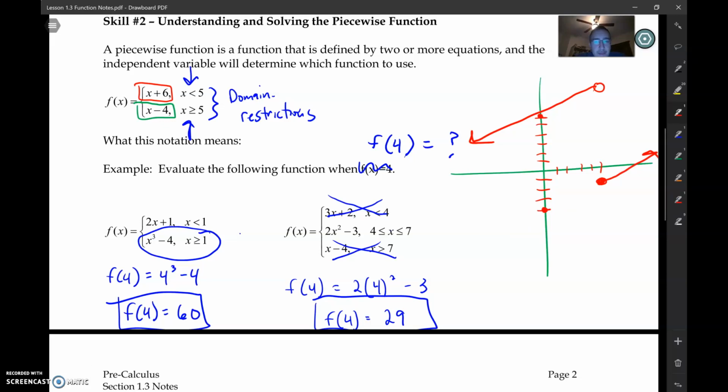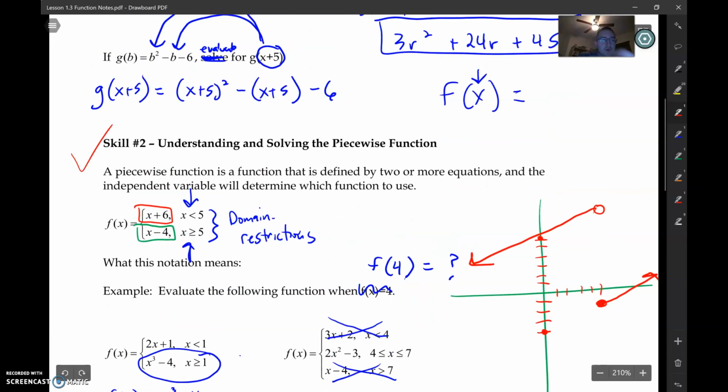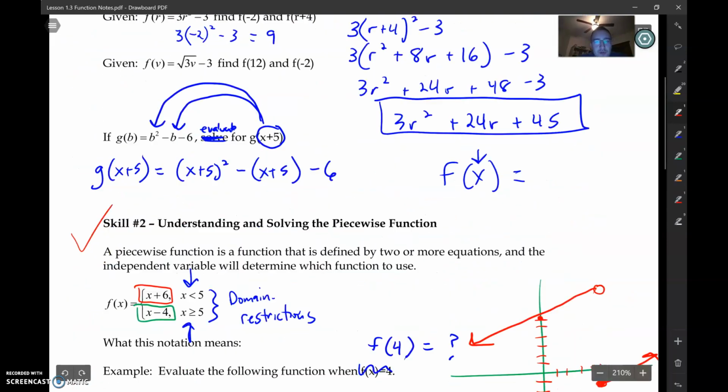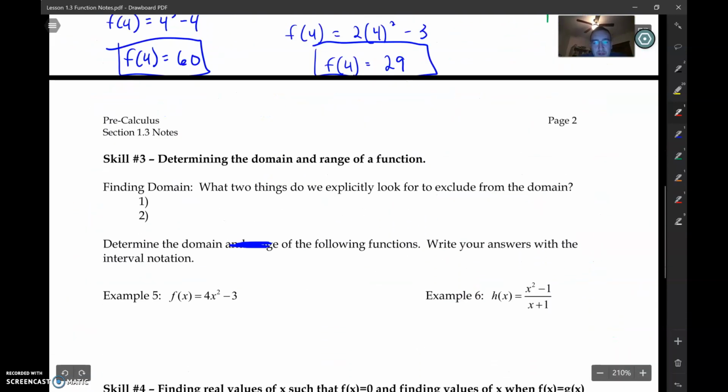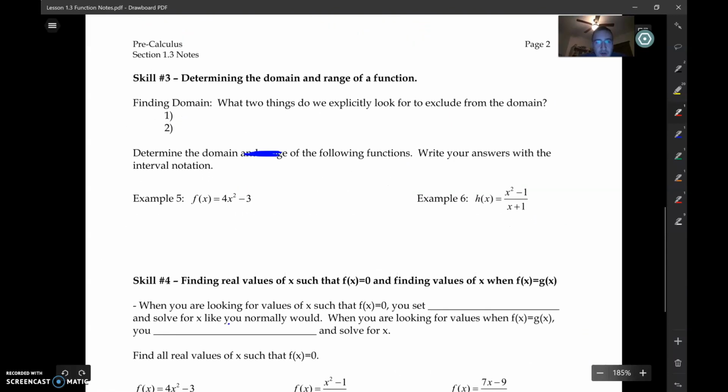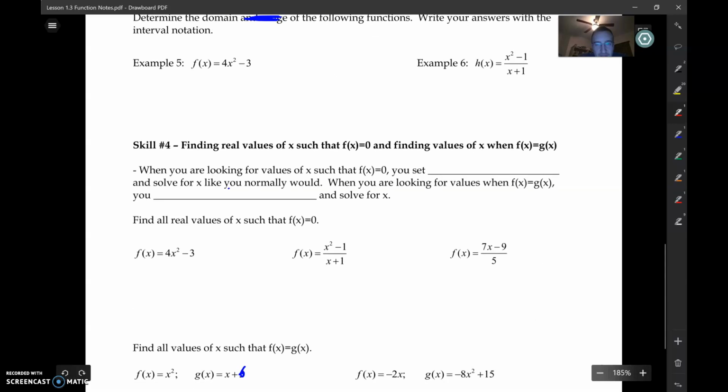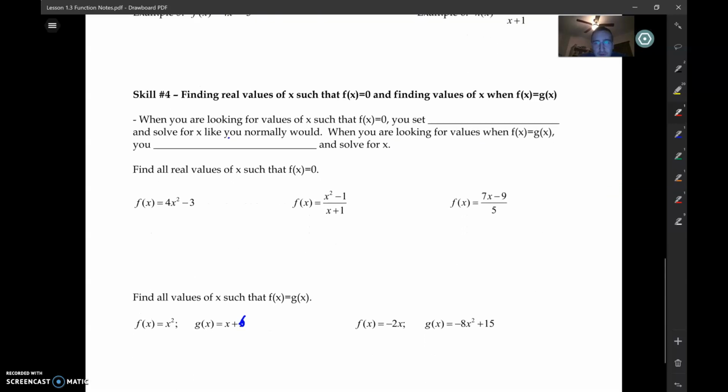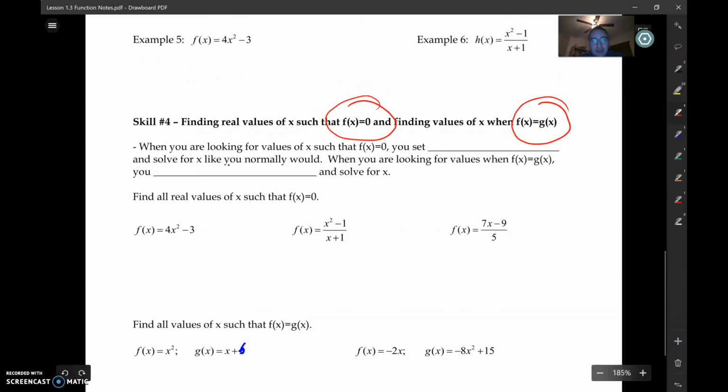So you get the idea. All right, if you feel unsure about skill 1 or 2, go back and you can rewatch this video. But I'm going to jump to the next video where we talk about determining the domain and range, which is huge, and then actually solving when a function equals 0 or when a function equals another function. Getting after it.